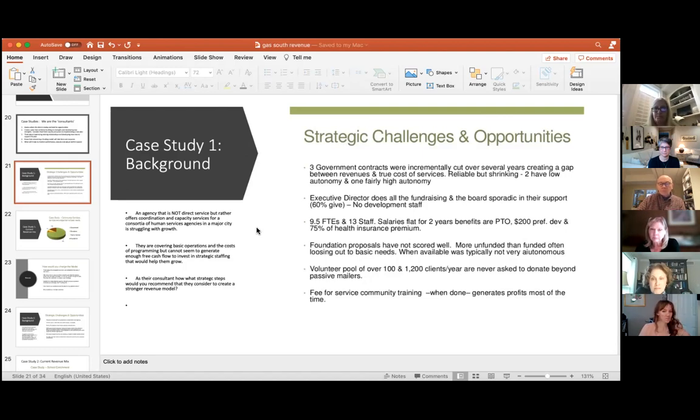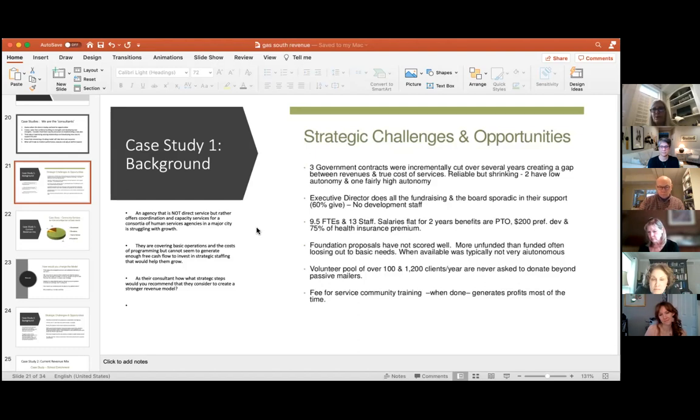And 2 have low autonomy, meaning there's a lot required of them to maintain them, and 1 is fairly high. They have an executive director that does all the fundraising, and the board is very sporadic in their support. They're a mid-sized organization with about 10 FTE, but they've got some part-timers, and offer some benefits, but probably not at the most competitive level.